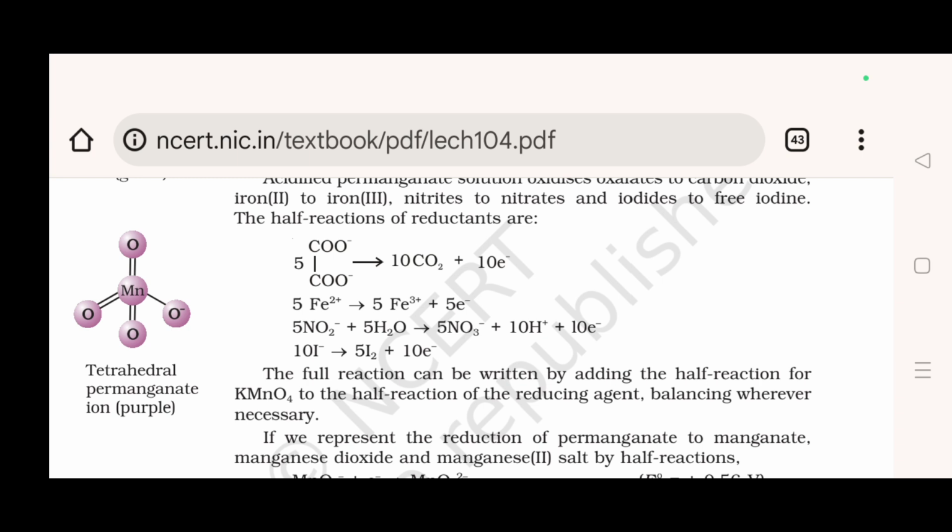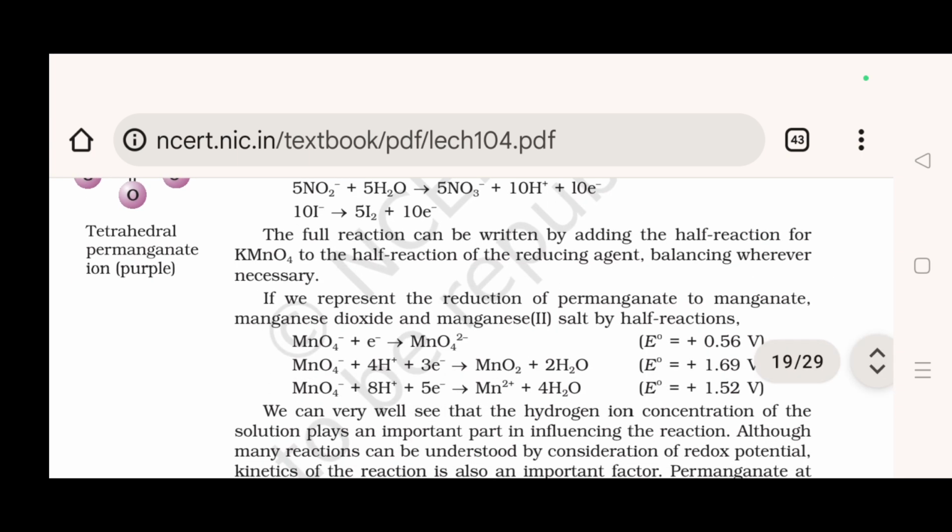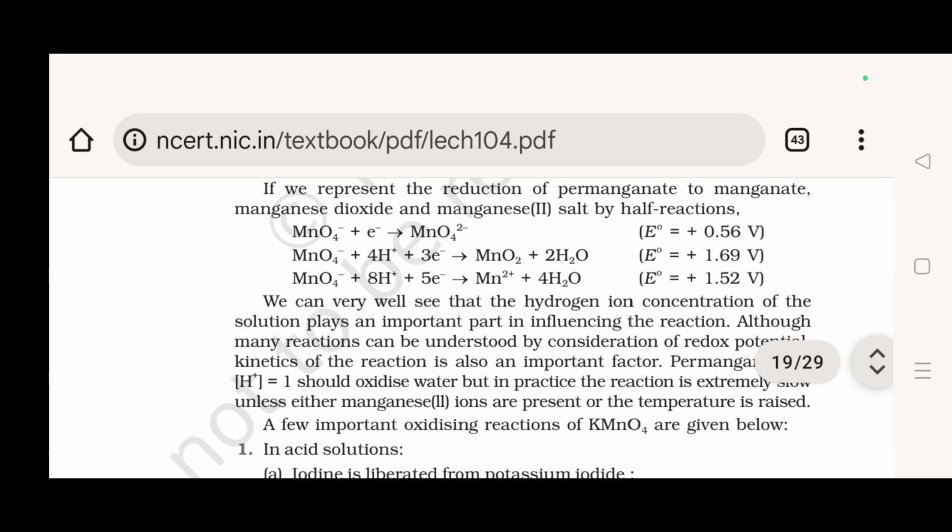balancing wherever necessary. If we represent the reduction of permanganate to manganate, manganese dioxide and manganese(II) salt by half reactions, we get MnO4^- + e- gives MnO4^2-, MnO4^- + 4H+ + 3e- gives MnO2 + 2H2O, MnO4^- + 8H+ + 5e- gives Mn2+ + 4H2O. We can very well see that the hydrogen ion concentration of the solution plays an important part in influencing the reaction. Although many reactions can be understood by consideration of redox potential, kinetics of the reaction is also an important factor.